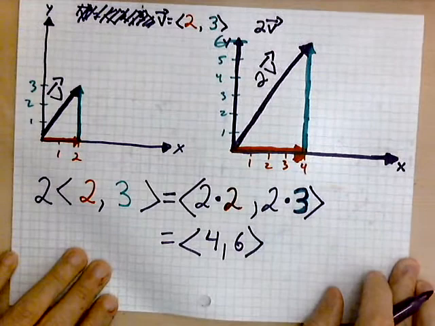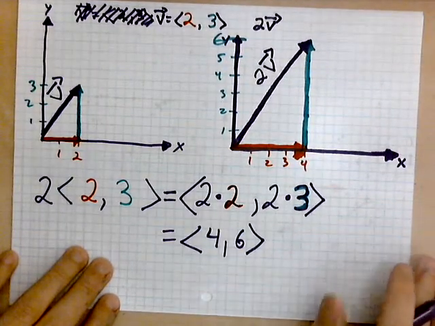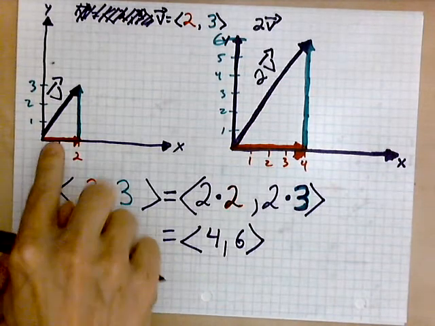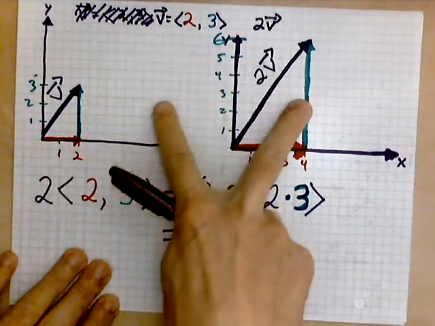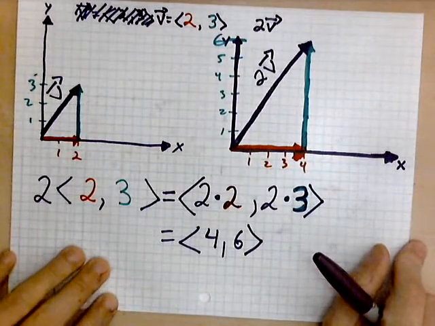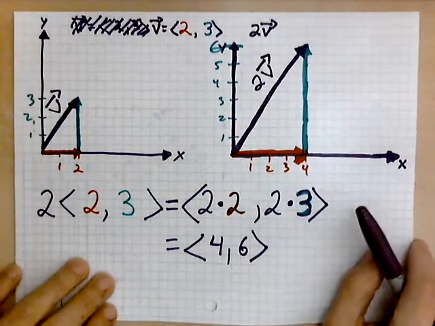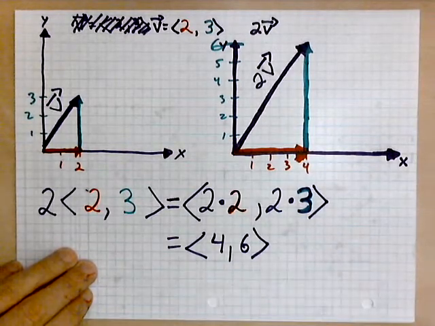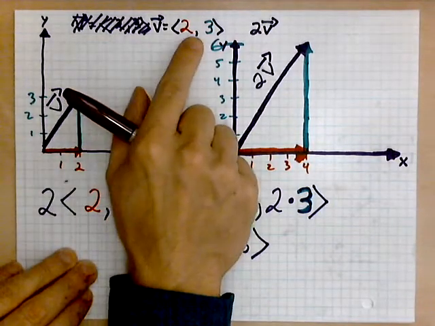And the only way to do this is to apply the concept of the distributive property over here to the x component individually and to the y component individually. That's how it works. Okay, so this is in the case of a vector that's 2, 3.